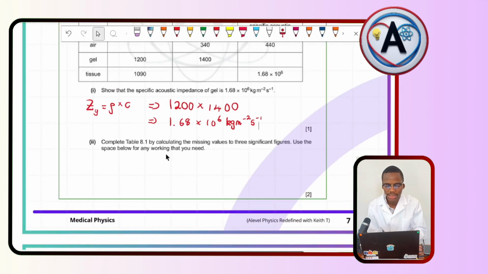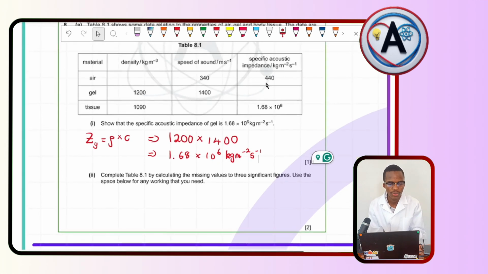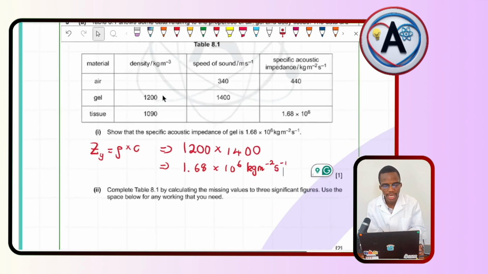Complete table 8.1 by calculating the missing values to three significant figures. Use the space below for any working that you may need. The missing values are the density of air, the speed of sound in tissue, and the specific acoustic impedance in gel. We're going to start with the first one, which is the density of air.